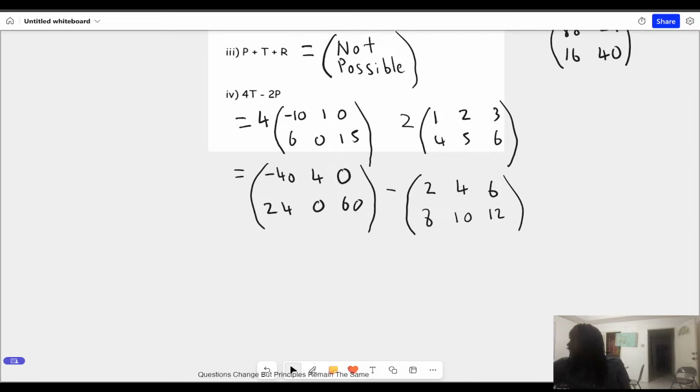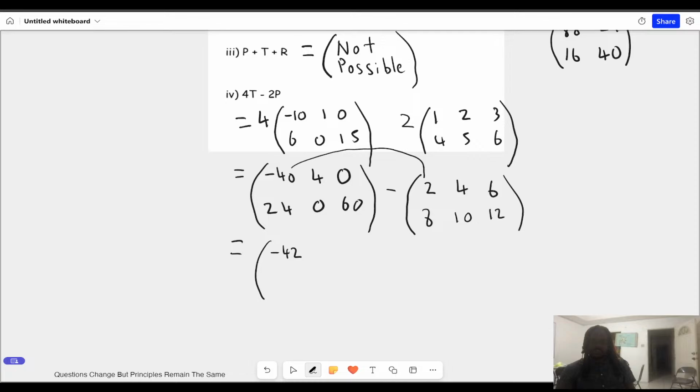Negative 42, 0, negative 6, 16, negative 10, and 40. Alright, let's see. So, negative 40 minus 2, negative 42. So remember, it's corresponding elements. That means the 4 goes with the 4, the 0 with the 6, and so forth. 4 minus 4, 0. 0 minus 6, negative 6. Then 24 minus 8, 16. 0 minus 10, negative 10. 60 minus 12, 48.